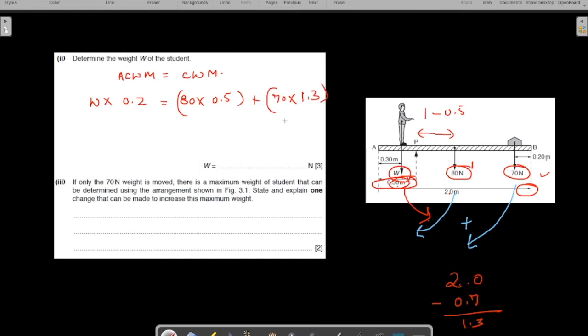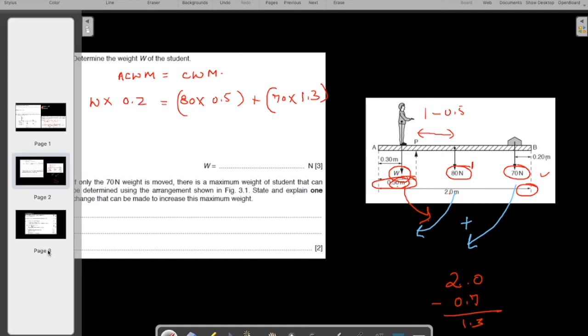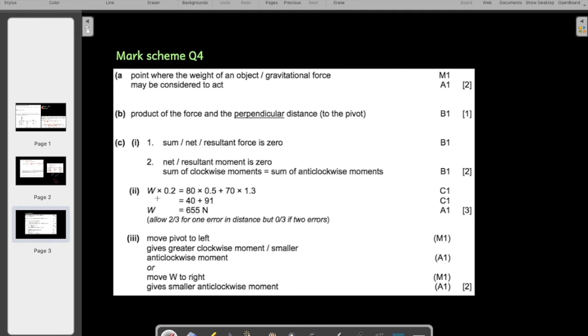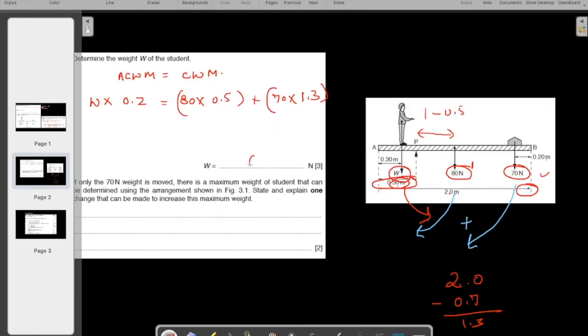We'll tally with the mark scheme, but I'm sure now you can solve this. It's an easy calculation that can be done mentally as well as on your calculator, whichever way you prefer. Please solve it out. You can pause the screen here for a while. I'll now show you the mark scheme. See, everything is the same. So that means we are going the correct way, and your answer should be 655 newtons.